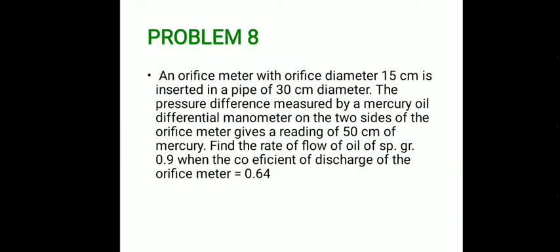An orifice meter with an orifice diameter of 15 centimeter is inserted in a pipe of 30 centimeter diameter. The pressure difference measured by a mercury oil differential manometer on the two sides of the orifice meter gives a reading of 50 centimeters of mercury. Find the rate of flow of the oil of specific gravity 0.9 when the coefficient of discharge of the orifice meter is 0.64.